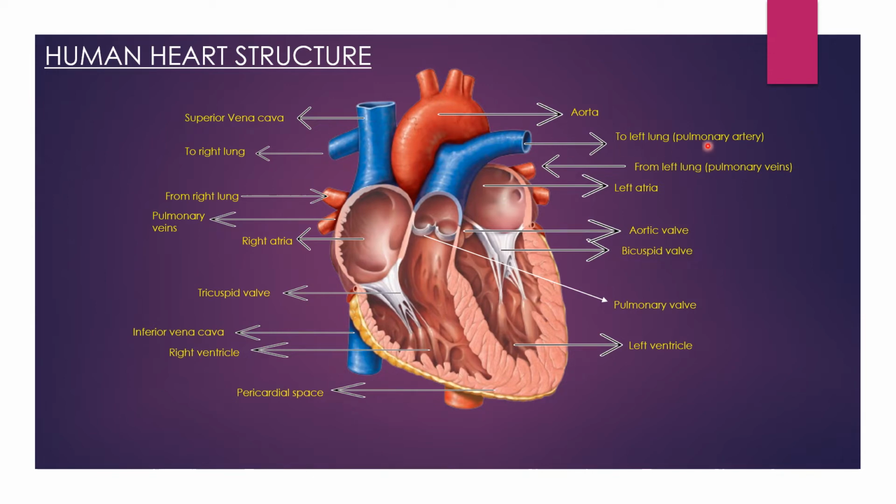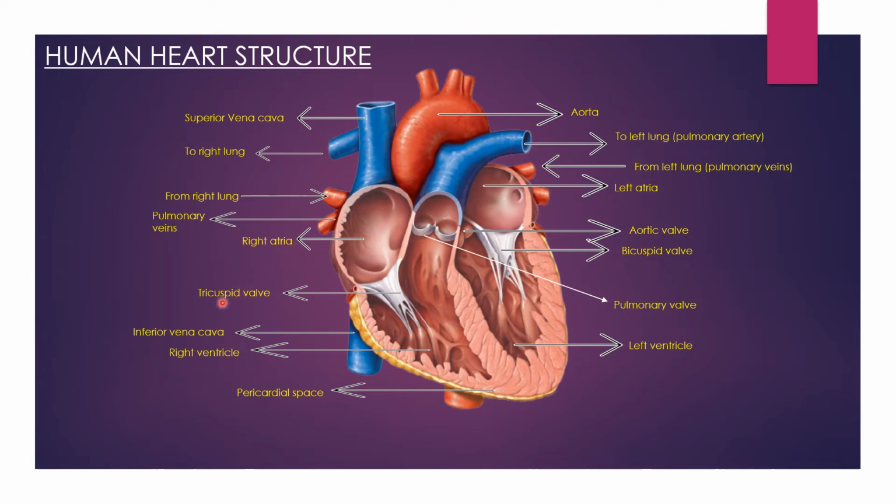Okay. Now we will talk about the pulmonary artery and pulmonary veins. This is your pulmonary artery. It carries deoxygenated blood from the right side of the heart to the lungs. Pulmonary veins carry oxygen-rich blood from our lungs to our heart, and these are the only veins in the body to carry oxygenated blood.